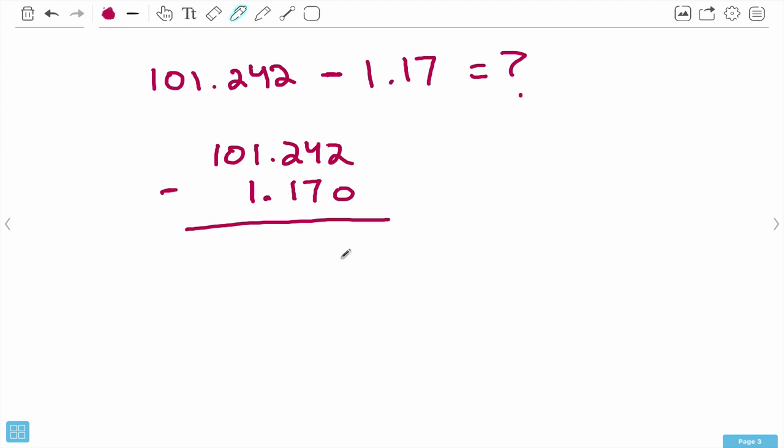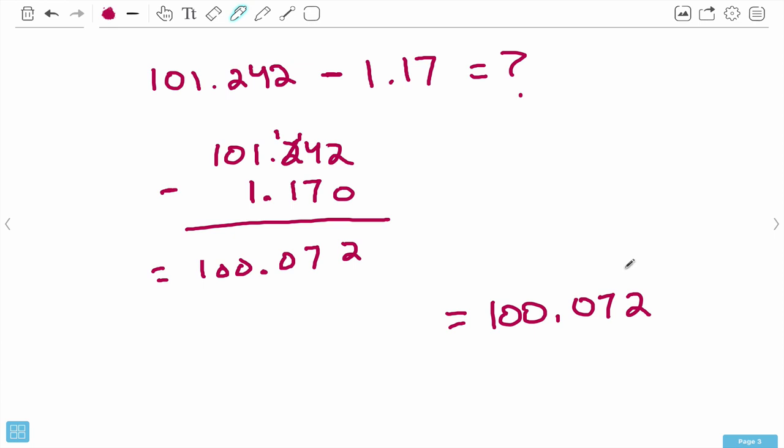4 minus 7 doesn't work, so we're going to have to borrow from this 2. Make that a 1. 14 minus 7 is 7. 1 minus 1 is 0. Just bring that decimal point straight down. 1 minus 1 is 0. 0 minus 0 is 0. 1 minus 0 is 1, which gives you a final answer of 100.072.